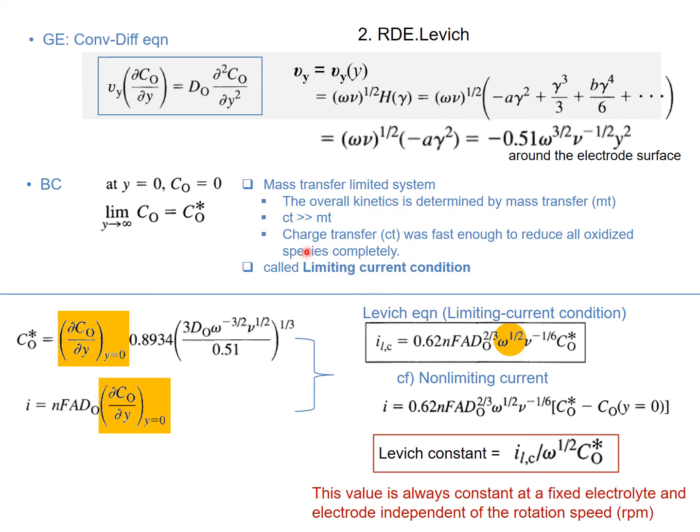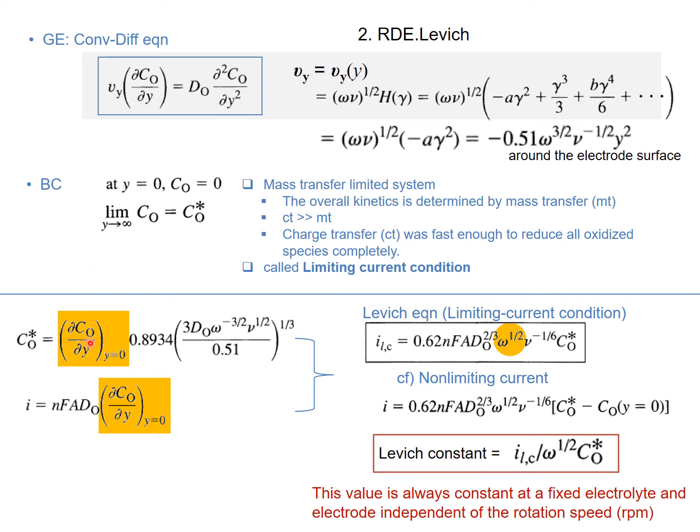Again, limiting current condition. The other boundary condition is like that. Far from the surface of the electrode, I mean in the bulk electrolyte, the concentration of the oxidized species is the value I introduced at the initial time of the experiment. So C_O star, the bulk concentration. Then right now, we have a governing equation which is a function of y, and also two boundary conditions, because this is a second order ODE. So we can solve this equation.